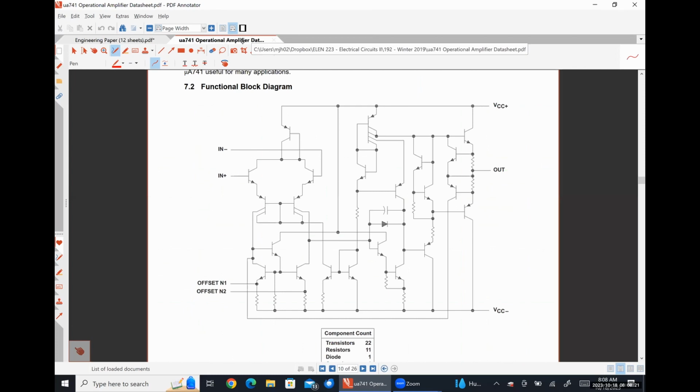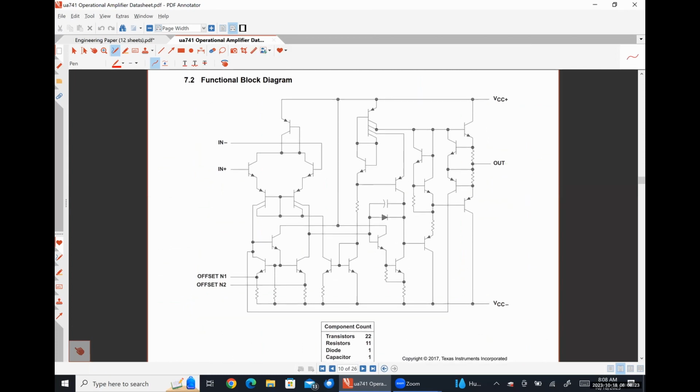Okay. So this big terrifying circuit here is a simplified version of the internal workings of a Texas Instruments MU-A741 operational amplifier. We can see a few different things here. First, this giant ugly circuit contains a whole bunch of bipolar junction transistors, 22 of them to be precise. There are 11 resistors, there is a single diode, and there is one capacitor in this simplified view of this circuit.